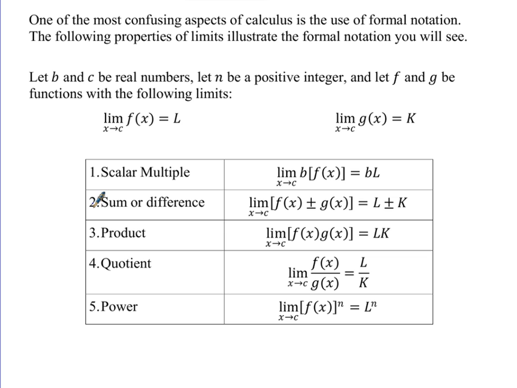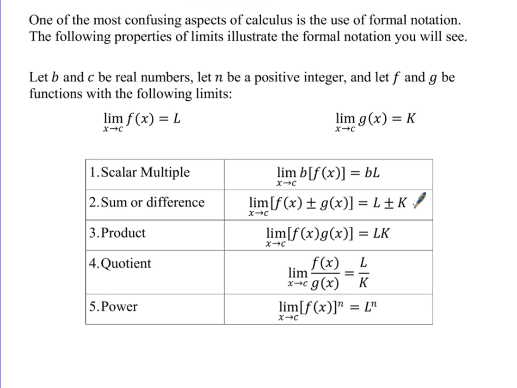If I have a sum or a difference, in other words, if I have the limit as x approaches c of two functions being added or subtracted, I can split that into two separate limits. The limit as x approaches c of f of x, I already know. The limit as x approaches c of g of x, I already know. L and k. If I'm adding, I would have L plus k for my limit. If I'm subtracting, I would have L minus k for my limit.